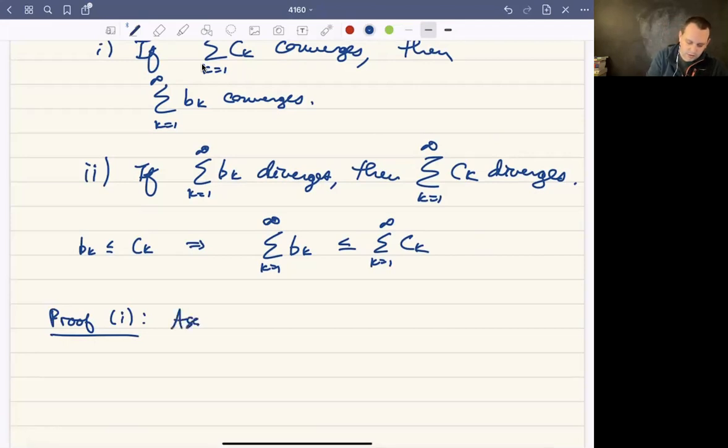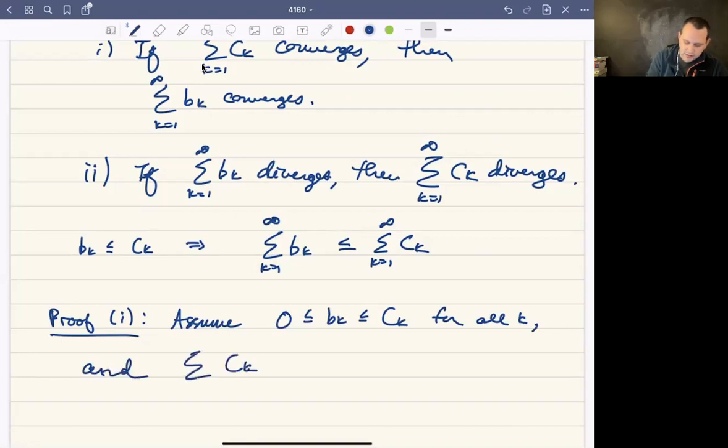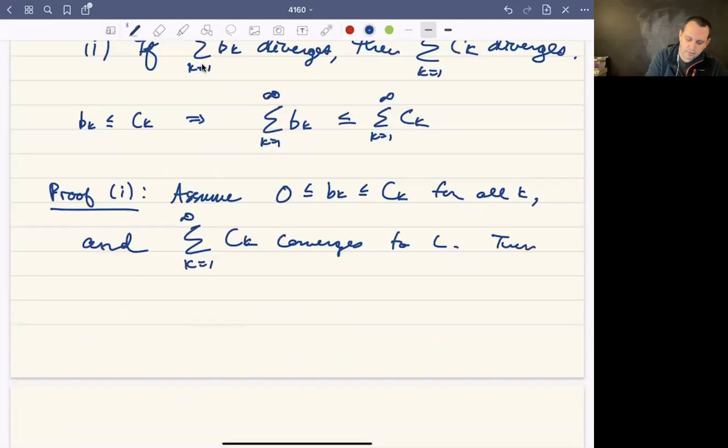So let's assume that 0 is less than or equal to b sub k, is less than or equal to c sub k for all k. And let's say that this sum, c sub k, converges to L. Then this sum, b sub k, has to also converge. And the reason is that, let me say it this way, let's look at a sub n, which is defined to be the sum of b sub k as k goes from 1 to n.